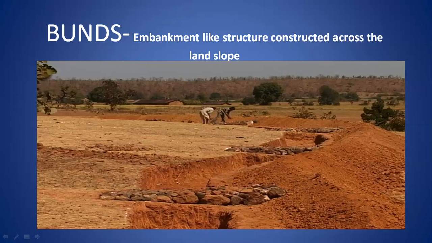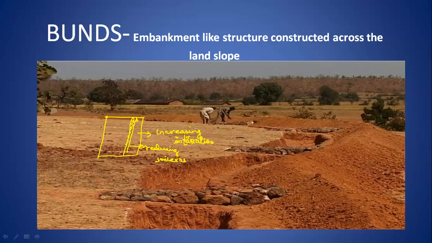Bunds. Bunds are embankment-like structures constructed across the land slope. You see, if it is a land slope, the bunds are built across this land slope. Whenever the rainfall is heavy, there is no soil erosion when bunds are constructed, because water is stagnated in these bunds, which helps in increasing the infiltration rate as well as reducing the soil erosion.